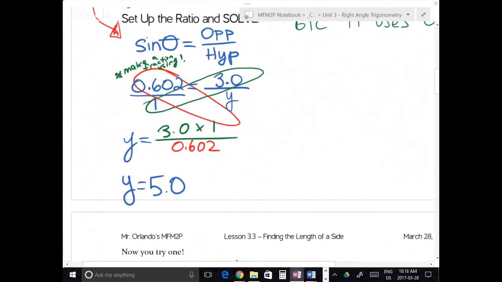Okay, does that make sense? We set up the ratio. We make both sides a fraction because then it looks like a question we know how to do. We know how to cross multiply. I know you guys know how to cross multiply because you guys did amazingly on that last test.